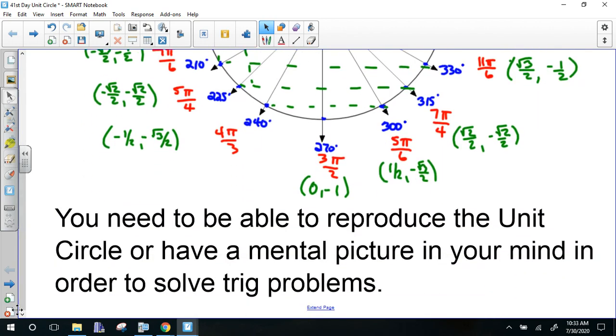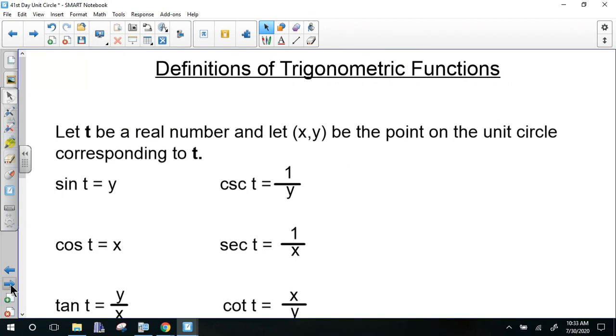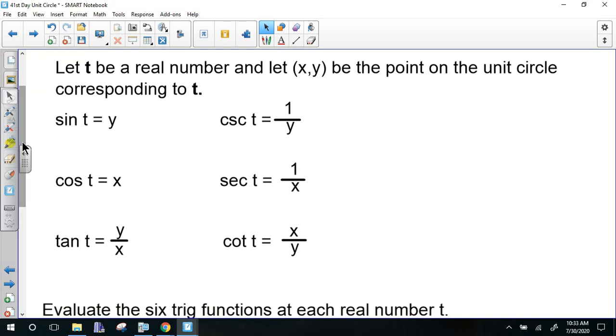Okay. But you need to be able to reproduce the unit circle, have a mental picture in your mind in order to solve these trig problems. This is one of the most important pieces of the trig. So here's the definitions of trigonometric functions. Again, your sine of an angle is the y value. Your cosine of the angle is the x value. You can get tangent by dividing sine by cosine, y divided by x.